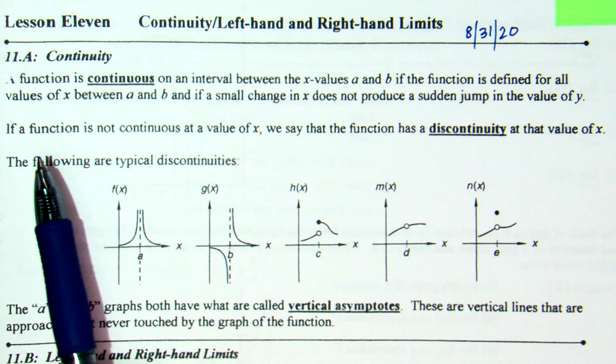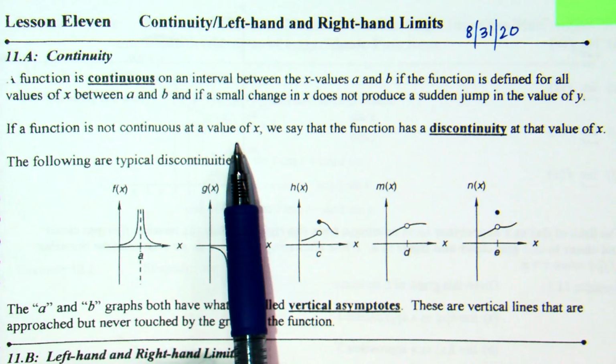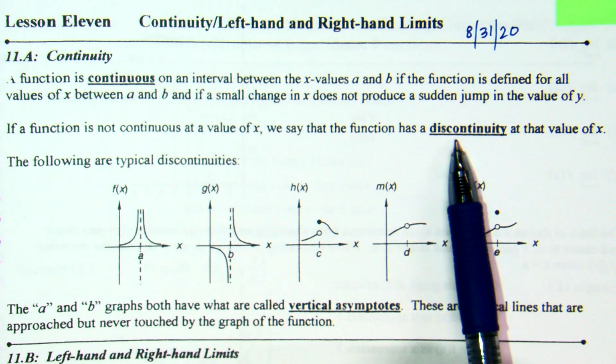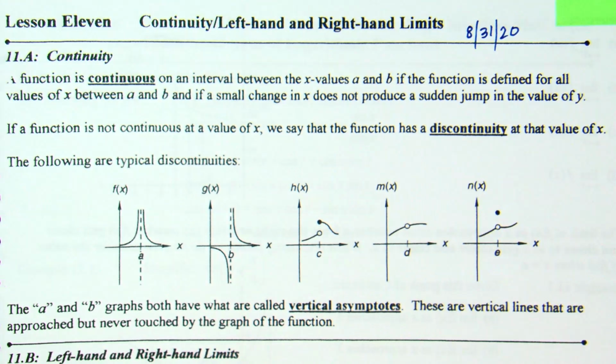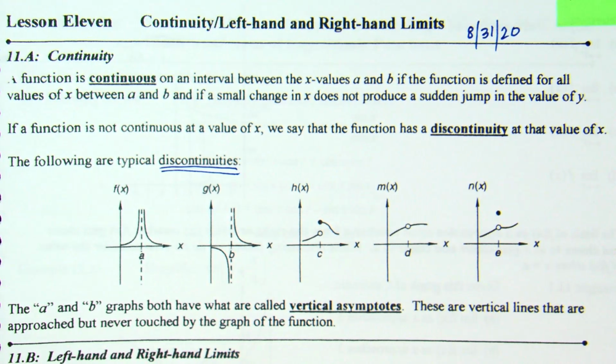Now, if a function is not continuous at a value, so if you can find a value that you can't put in, then we say that the function has a discontinuity, or it's discontinuous at that value of x. These pictures are examples of discontinuities. So you need to be familiar with these picture-wise. We'll also, as time passes, look at them equation-wise. I like to think about a graph as not continuous if I have to pick up my pencil or pen. If I can't just keep drawing my curve, there's a discontinuity there.